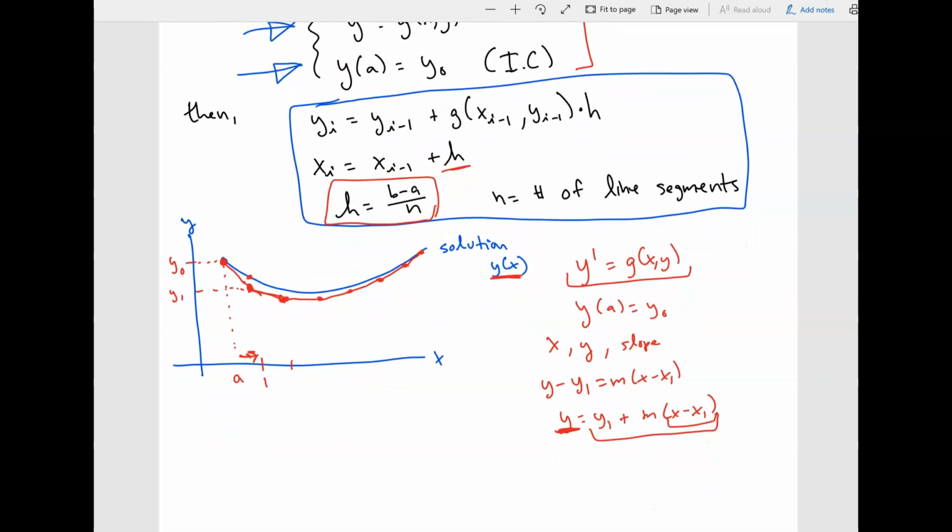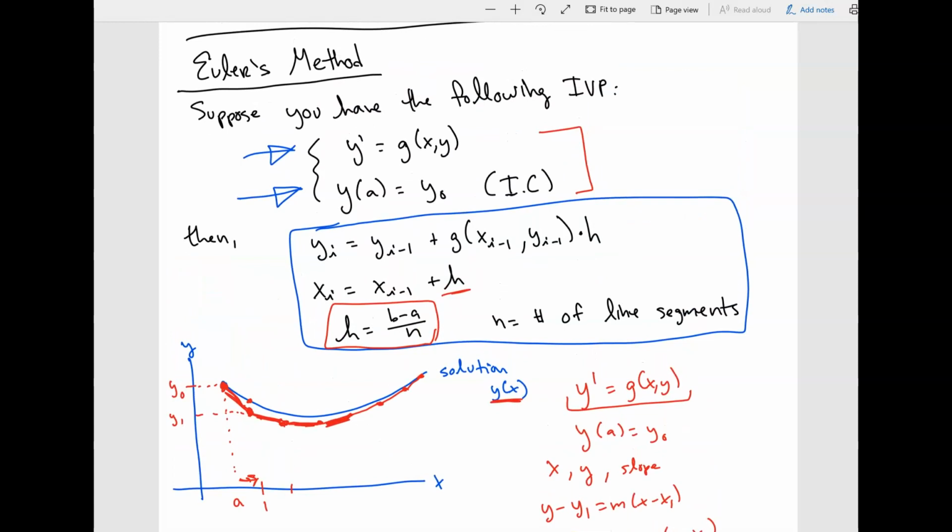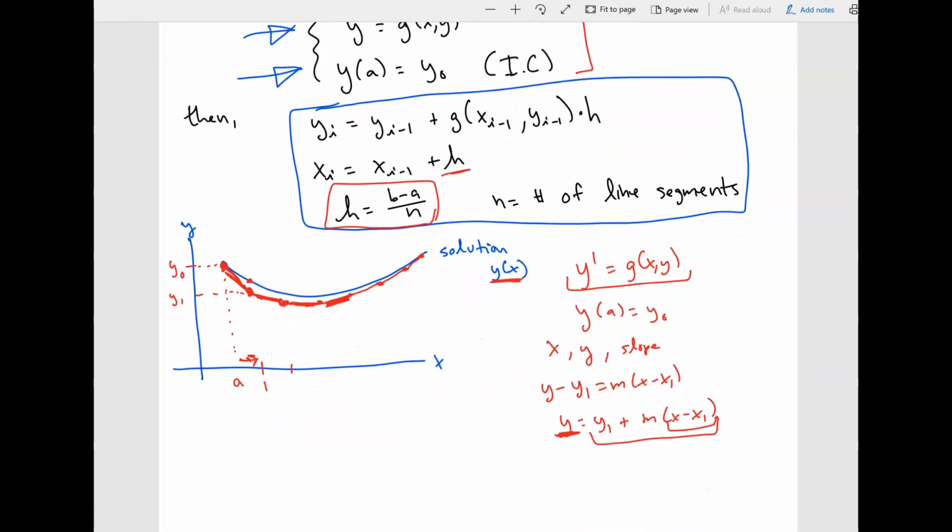So you can see why this is called the polygon approximation. If you want maybe 4 line segments, here's 1 of them, here's 2, here's 3, and here's 4. That's the 4th line segment. So that's the gist of Euler's method. You're just finding the equations of lines using these points and trying to approximate this blue line.